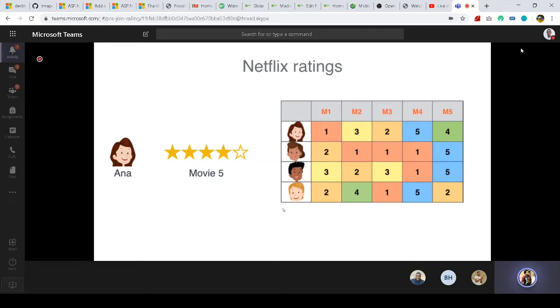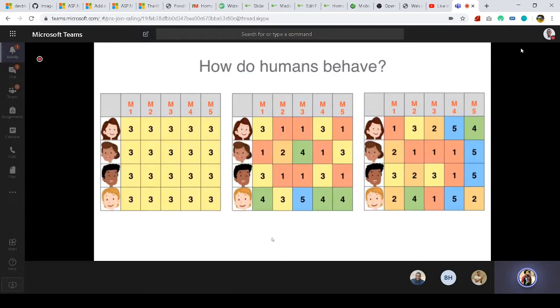Now let's talk about how humans behave. So there are 3 pictures here, and for the first picture in this slide, we can surely say that this is not the case in any universe. Not every person is the same, neither is any movie the same, and every person might have a different perspective on different movies, and they might just go with the flow. So I can safely assume that the first picture does not represent how a typical Netflix user database might look like.